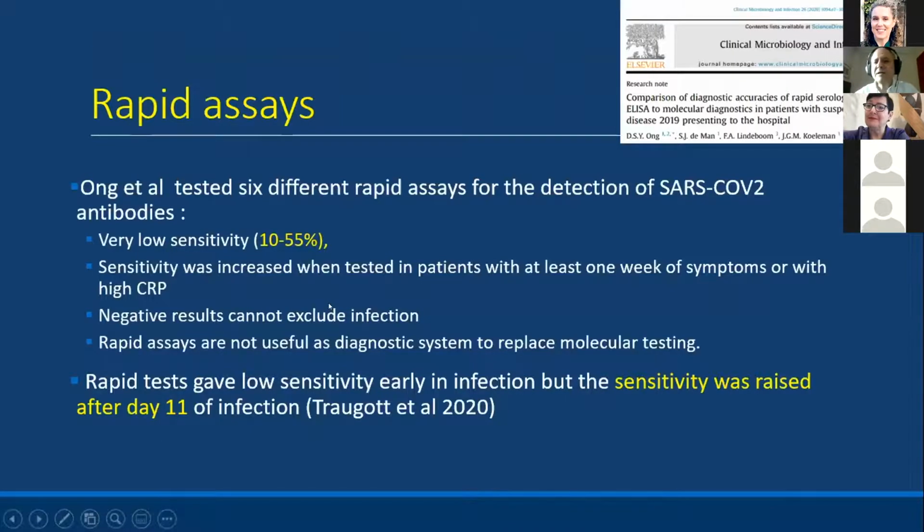What about rapid assays? Rapid assays in general suffer from lower sensitivity. In this paper, people found that the sensitivity of rapid assays is between 10 to 55%. That increased after 11 or more days post symptoms. And this puts a big question mark about rapid assays.